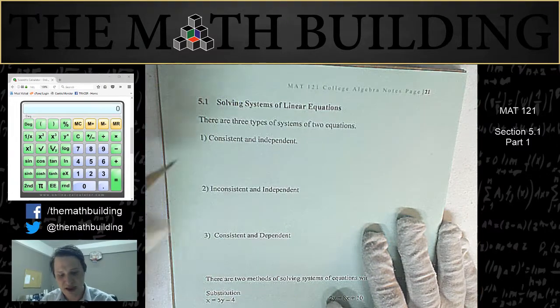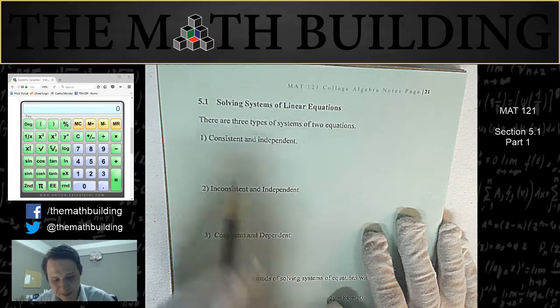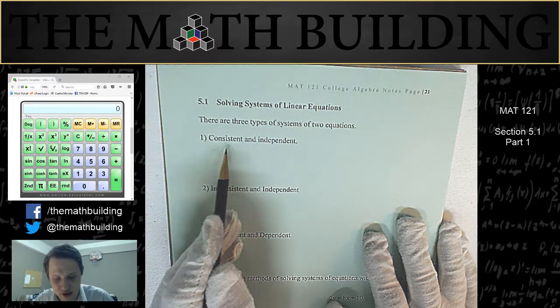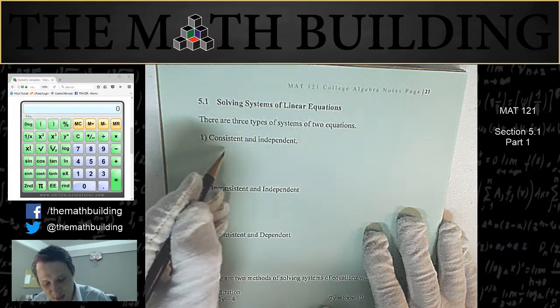So let's start with simple 2x2 systems, which are sometimes not so simple, but we'll start with 2x2 systems. And there's three kinds of things that can happen when you solve a system like this. The first thing that can happen is you get a system that's consistent and independent.